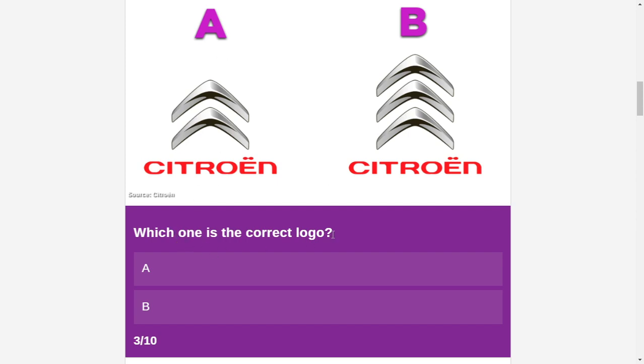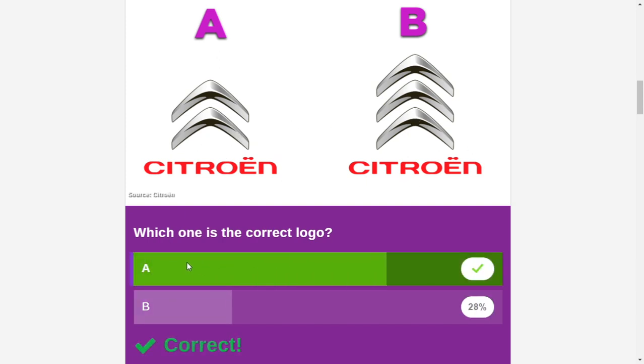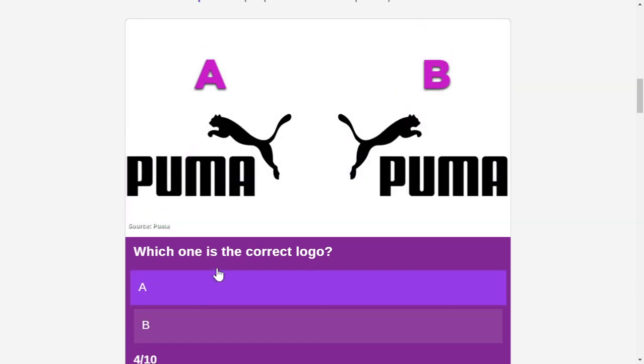Which one is correct? Look. Citron. No. A? I think A. Yes. Okay, next. Uma.